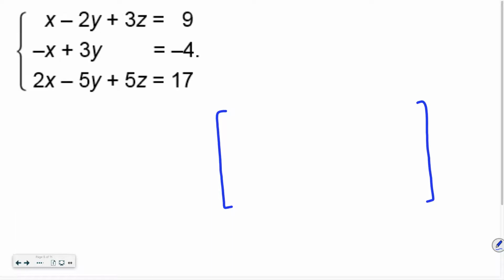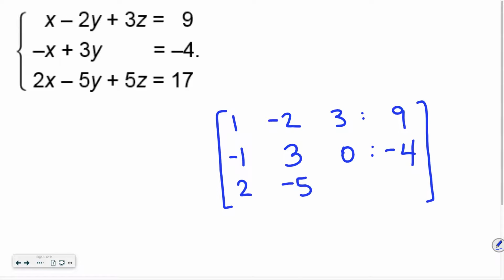Okay. So Sydney, can you read your first row to me? I have 1, -2, 3, and then dots, and then 9. Okay. Good. Our second row. -1, 3, 0, and then 4. Zero's in the right place? Because it's representing Z. There's not a Z, so we put a 0 there. Okay. Jessica, last row. 2, -5, 5, 17. Excellent.